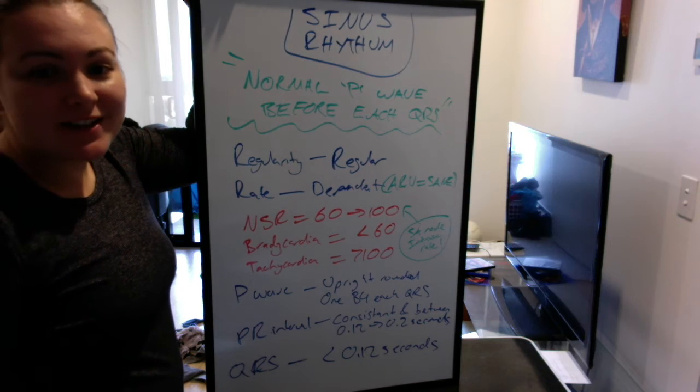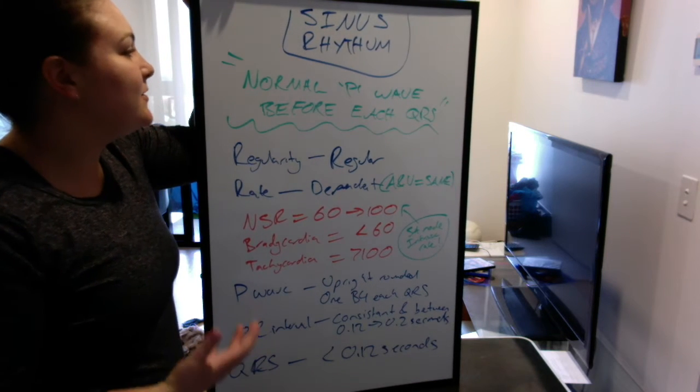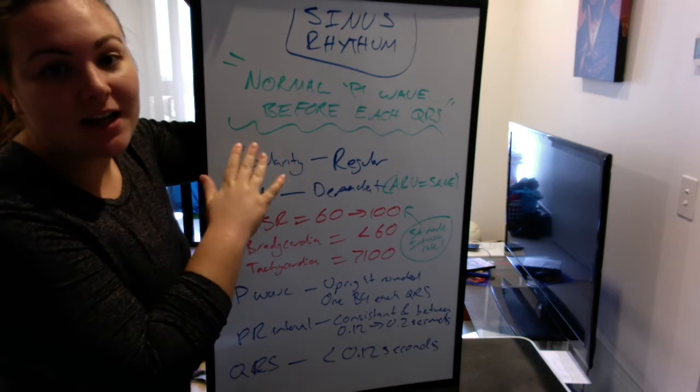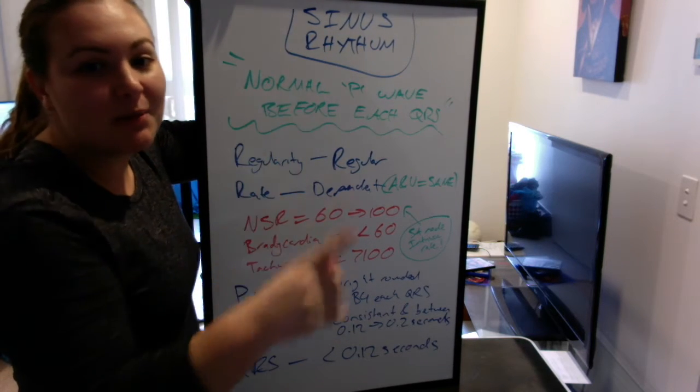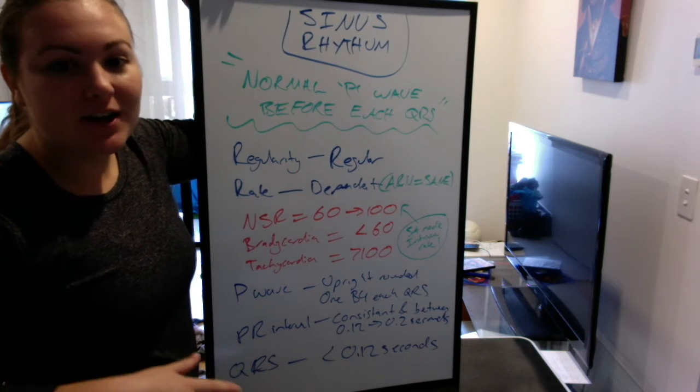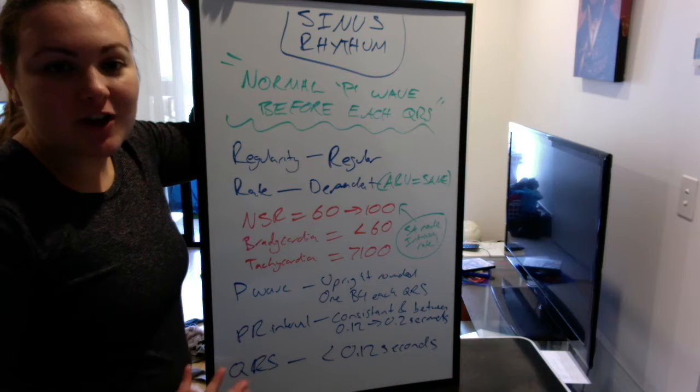I'm going to talk about sinus rhythms. We'll classify anything as a sinus rhythm if it basically has a P wave that is upright, normal, and rounded, and it's before each QRS complex. We have a few different types of sinus rhythms.